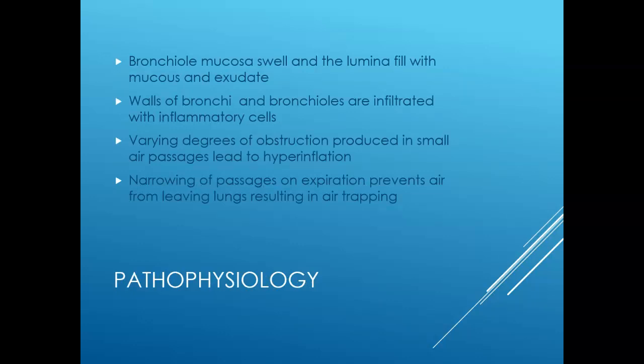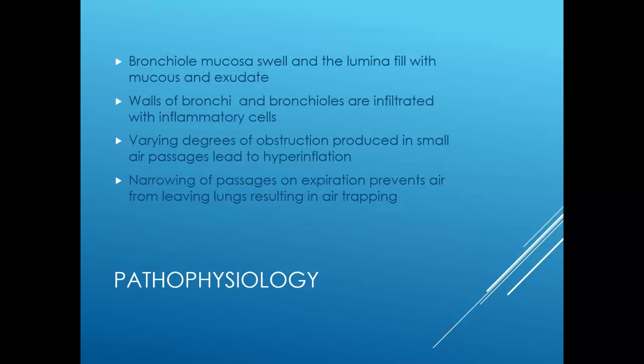So what's the pathophysiology? When we look at pathophysiology for someone who gets RSV or bronchiolitis related to RSV, the bronchial mucosa basically swell, and the lumina fill with mucus and exudate. And as you can tell just by that explanation, the airway is becoming narrower and it's becoming filled with exudate, making it difficult for breathing.